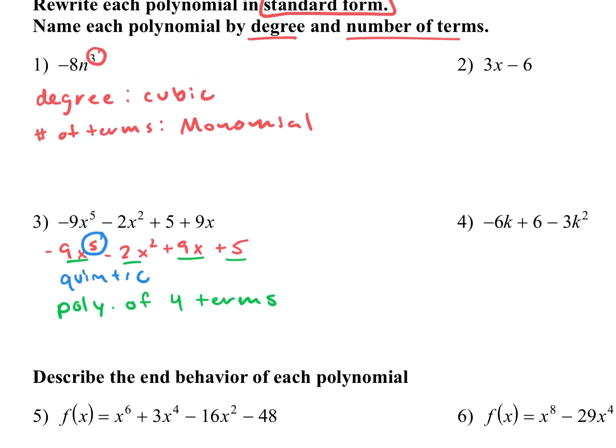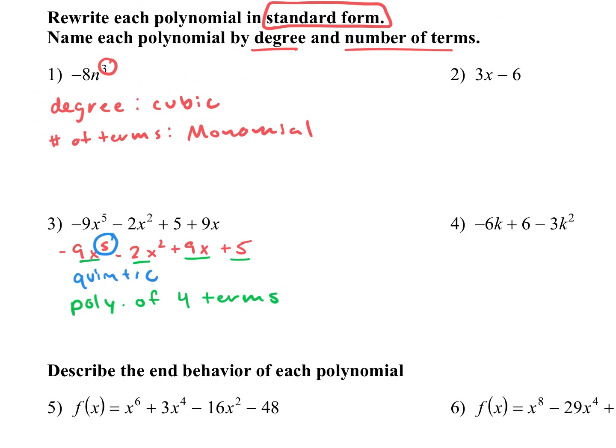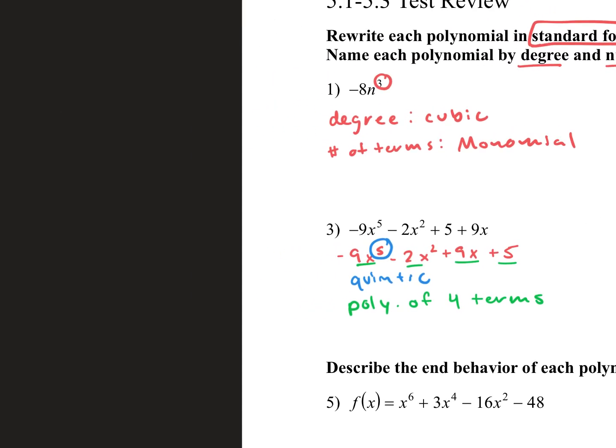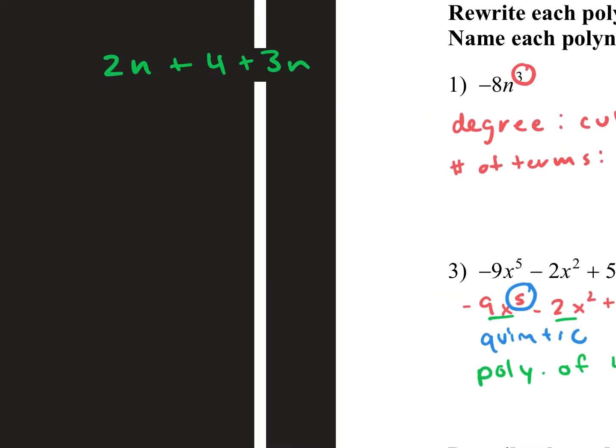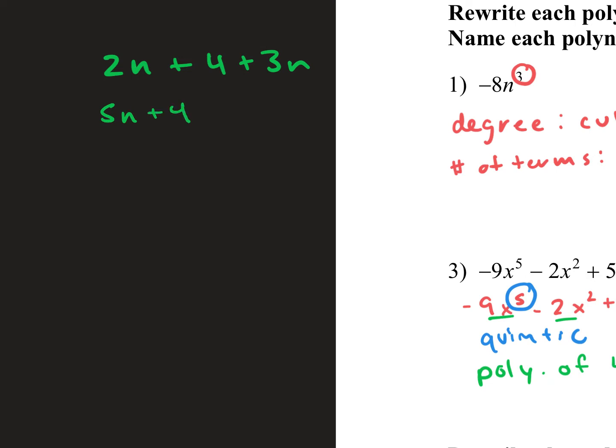Remember, if we have like terms, you have to combine them. So here we don't have an example, but if we had one, let's say it was 2n plus 4 plus 3n. How would I write this in standard form? 5n plus 4. So then how would I classify this by degree? It's 1. Our degree is 1, so what would you call something with the degree of 1? Linear. And then how many terms do we have? 2, so it'd be a binomial. So always simplify, combine like terms first.